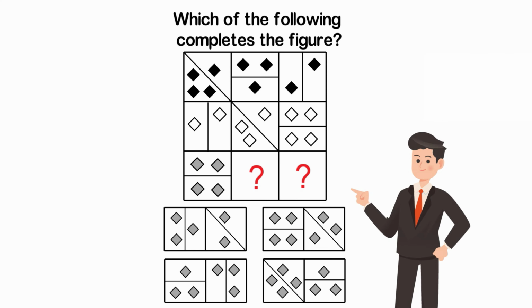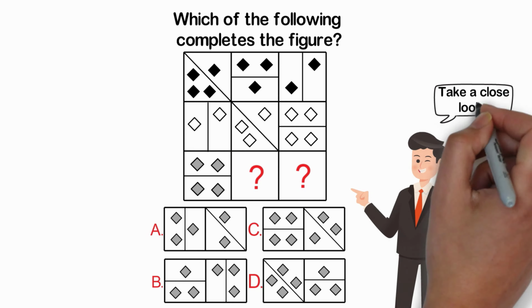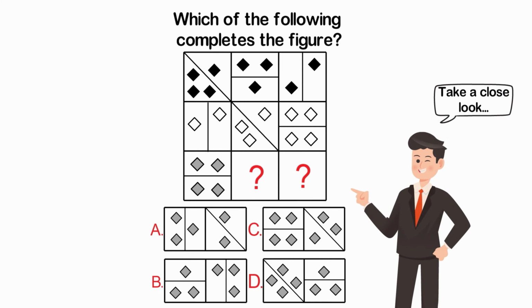You're presented with the 3x3 matrix. 2 of the shapes in the matrix are missing. They are located in the bottom row. And you have 4 possible choices for the answers. Choices A, B, C, and D. Take a close look. The solution is not obvious, but it is very simple.